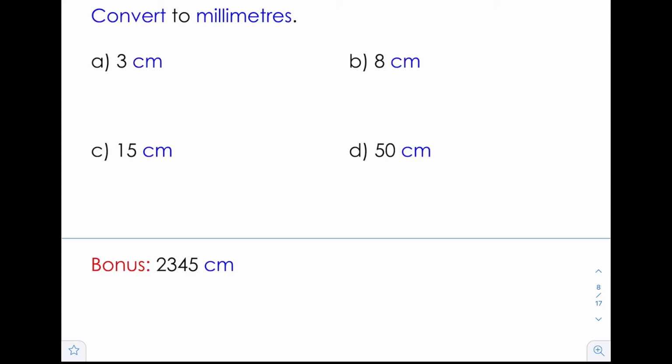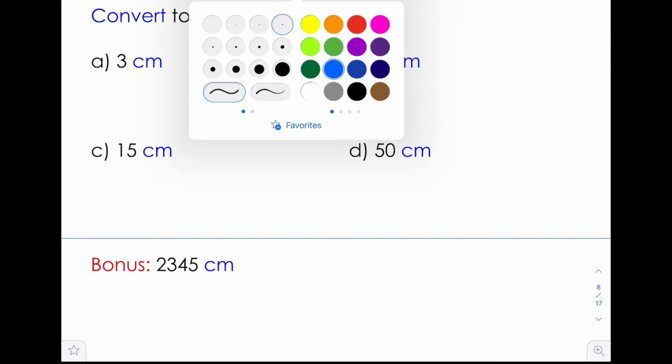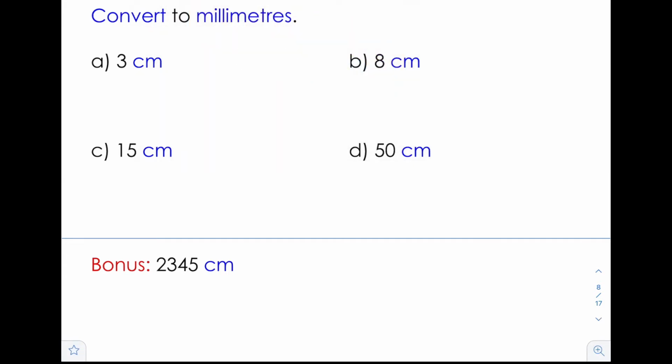So go ahead and convert these to millimeters. Remember, you are multiplying each length by 10. Come back when you're ready.